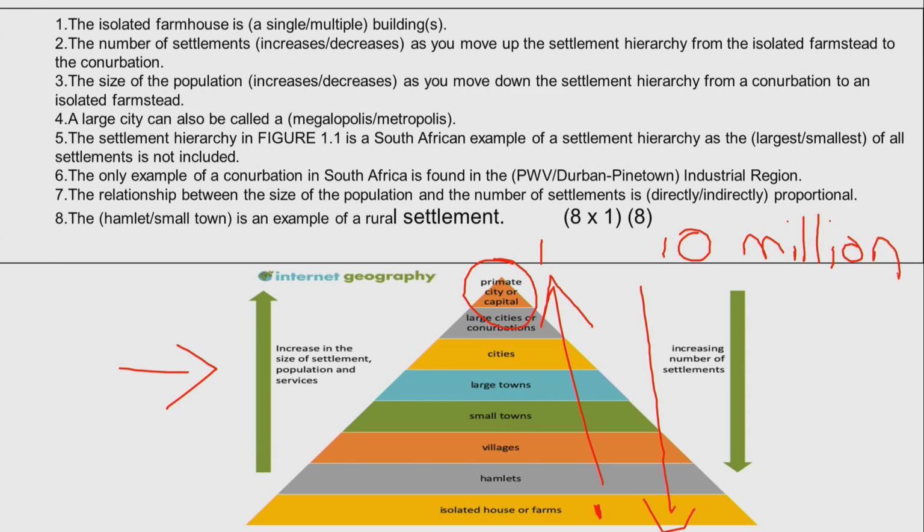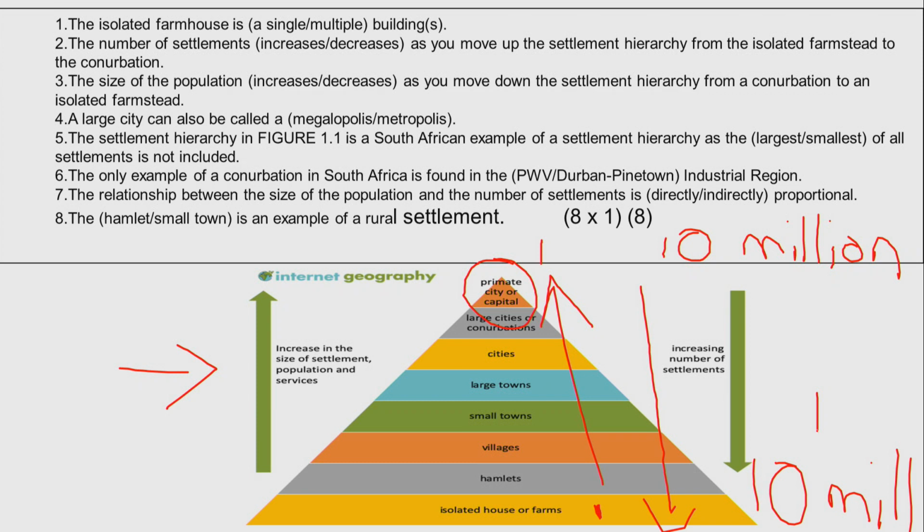The thing that confuses us is, at the bottom, how many settlements? There are 10 million or more farmhouses. But how many people in each farmhouse, or how many families? Probably only 1. So be careful with that proportionality.